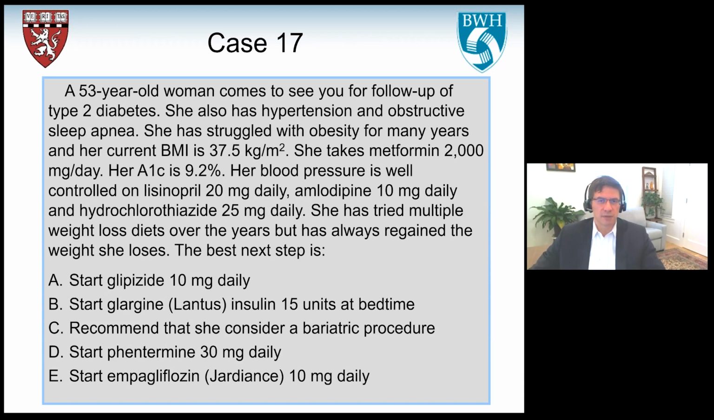hydrochlorothiazide 25 milligrams daily. She has tried multiple weight loss diets over the years, but has always regained the weight she loses. The best next step is A, start glipizide 10 milligrams daily. B, start glargine or Lantus insulin, 15 units at bedtime. C, recommend that she consider a bariatric procedure. D, start phentermine 30 milligrams daily. Or E, start empagliflozin or Jardiance 10 milligrams daily.